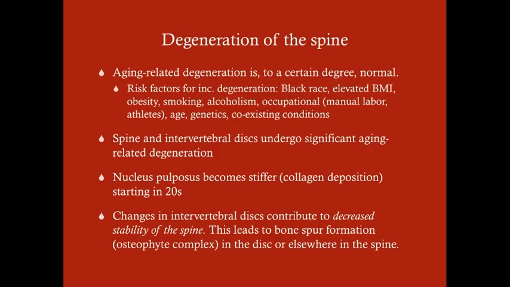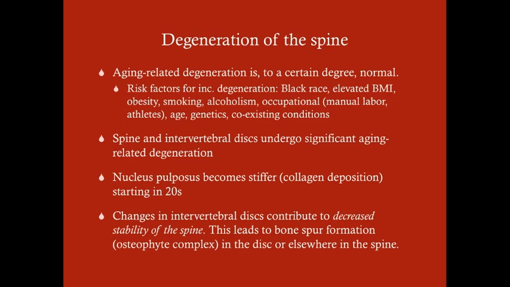Now, degeneration of the spine. Depressingly, degeneration of the spine occurs starting roughly in your mid to late 20s. That's really sad, considering that it's widely considered the prime of your life. But aging-related degeneration is normal to a certain degree.